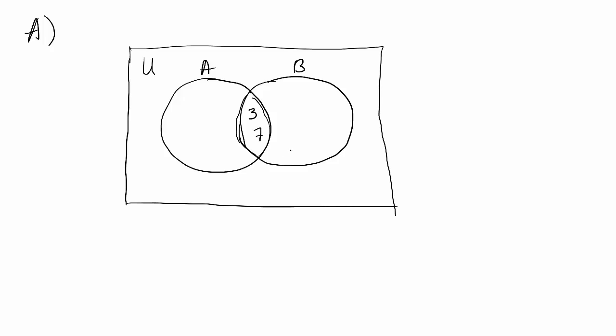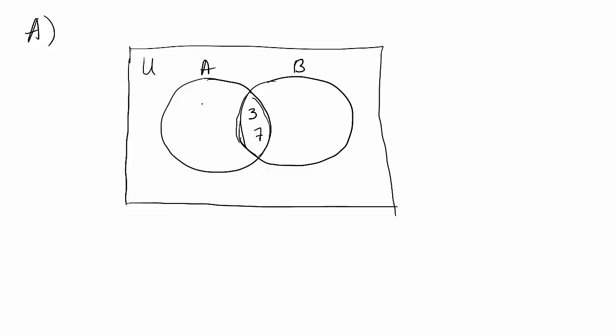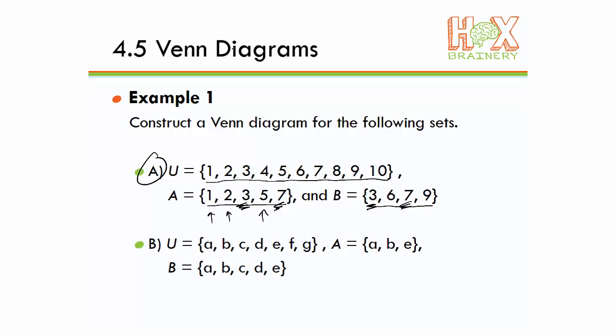Then you're going to work on regions 1 and 3. I'm going to look at region 1 first, and that's just going to be the elements that are in A that are not in B. And this is going to be 1, 2, and 5. So I'm just going to write 1, 2, and 5 here in that region. And then region 3 is going to have 6 and 9. Those are the elements that are in B, but not in A.